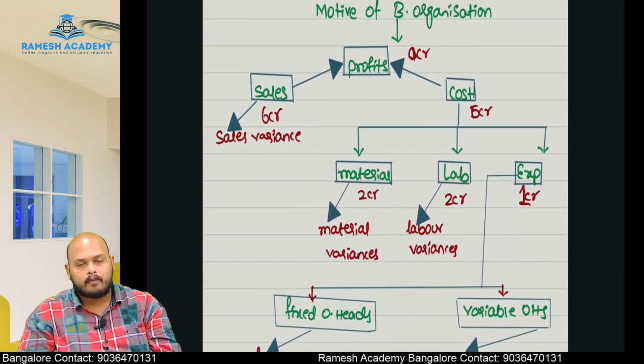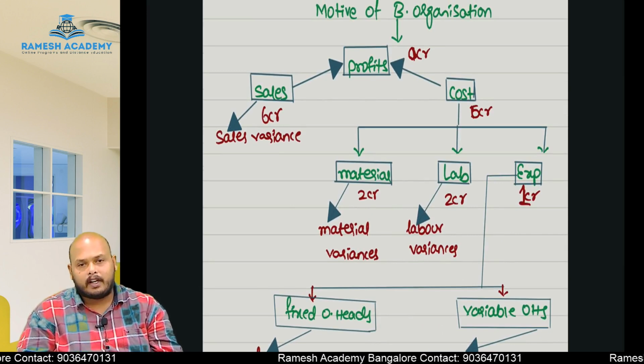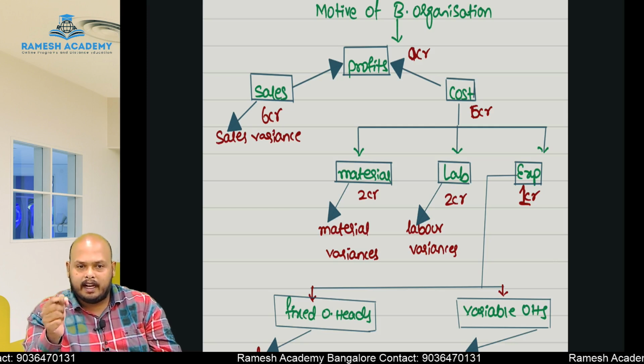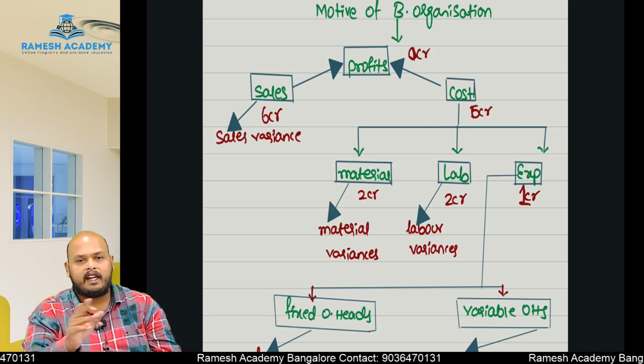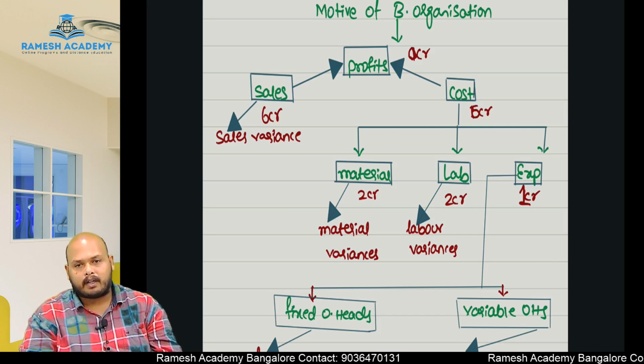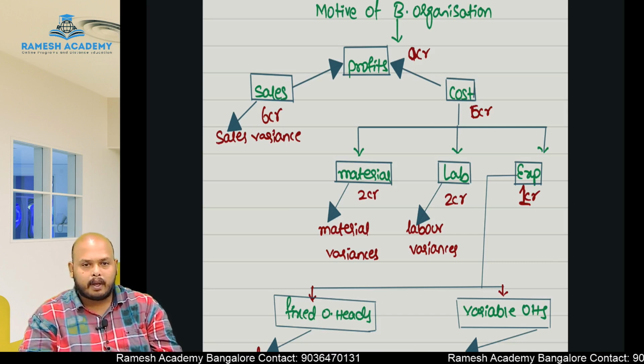What are the variances we are going to study? For what purpose are we doing this variance? Because any one single element in the organization is changing, it has a direct impact on whom? It has a direct impact on the profit only.